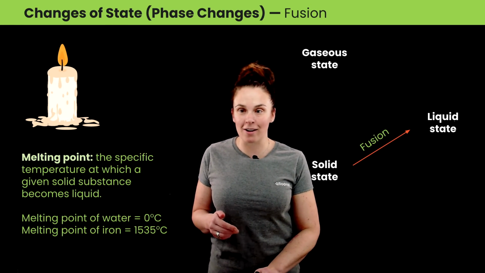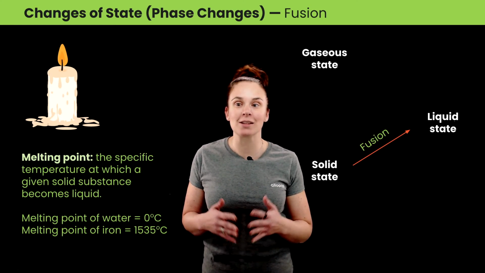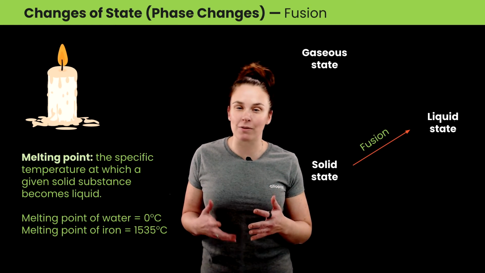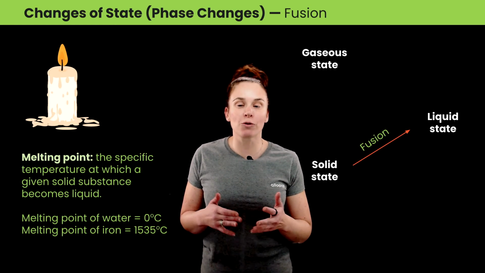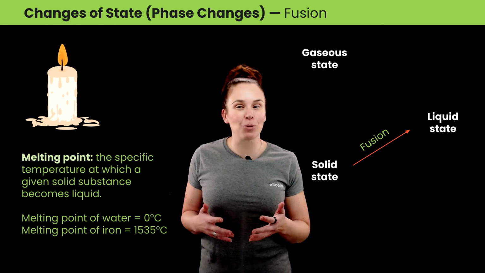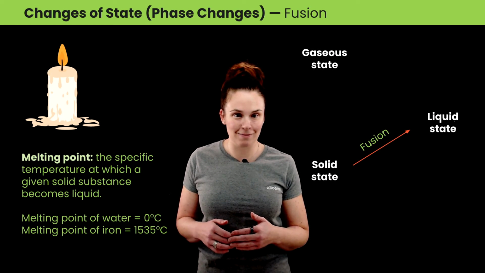And just a reminder, melting point is the specific temperature at which a given substance becomes a liquid. And so the melting point can be very specific. It depends on the substance. So for example, water melts at 0 degrees Celsius, and the melting point of iron is at 1,535 degrees Celsius.